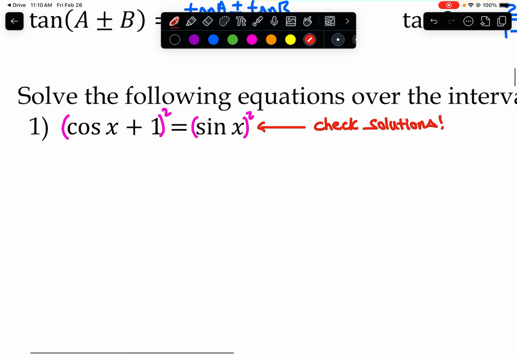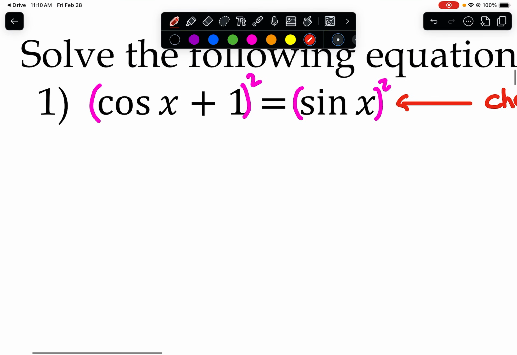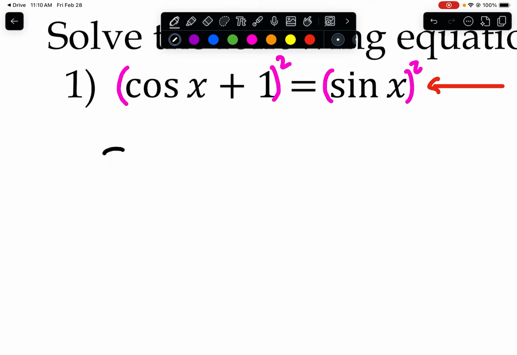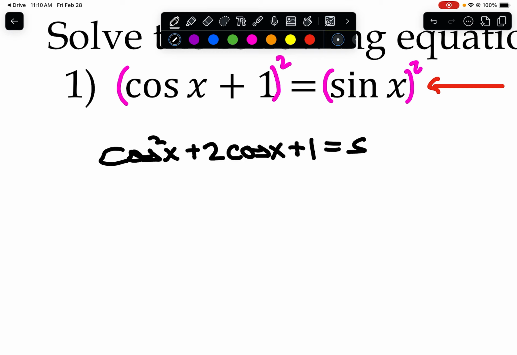So remember, the only time you have to check solutions is when you either square both sides and or when you multiply both sides by a trig function. So in this case, our first step, we're already going to have to check. So I'm going to go ahead and multiply this out. When I multiply it out, we're going to get cosine squared x plus 2 cosine x plus 1, and then that's going to equal sine squared x.